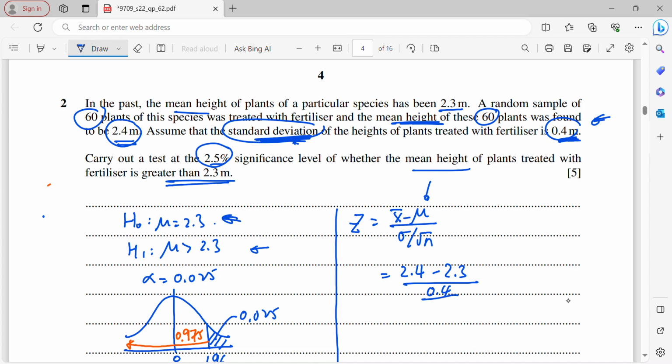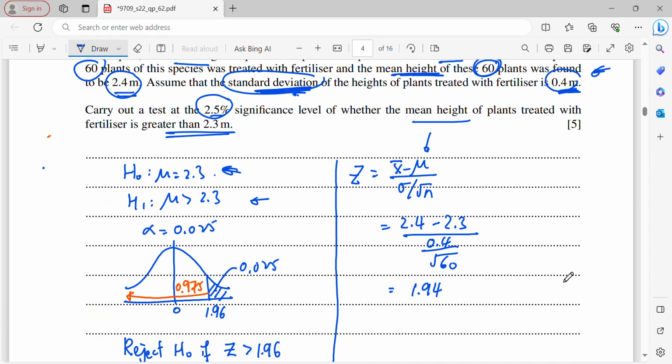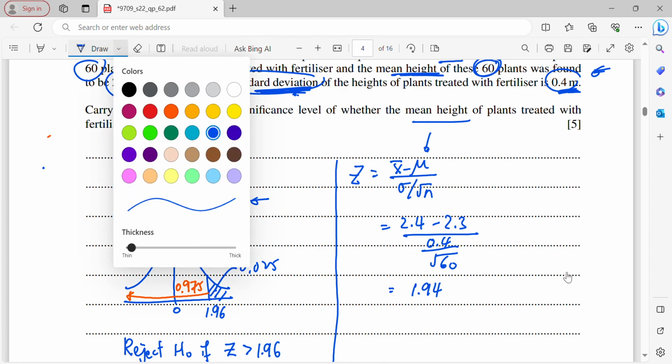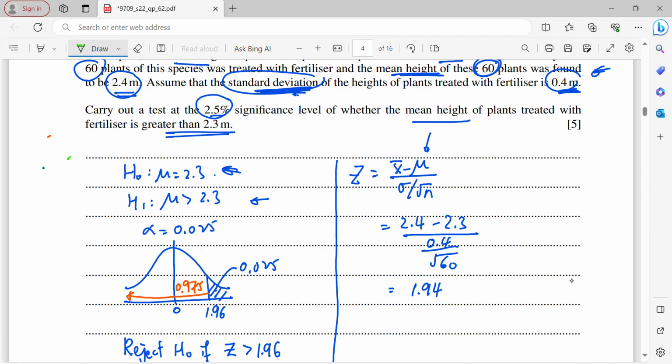Then divided by the square root of n, the sample size, here it is 60. Okay, this is the calculation. Then you will get 1.94, correct to 3 significant figures. Now, I will mark this value 1.94 on the diagram. So obviously 1.94 is before 1.96, which is outside the region. So I will write z less than 1.96.